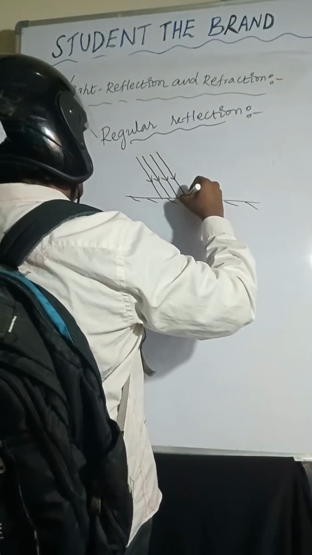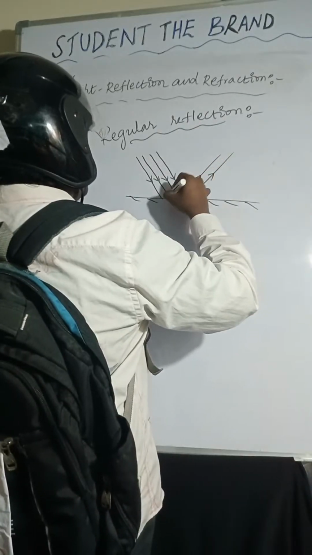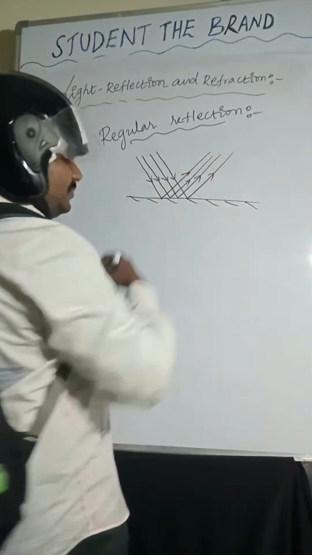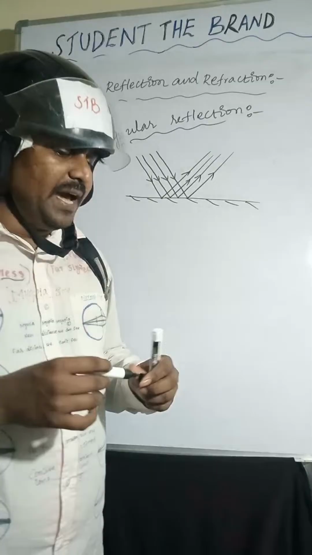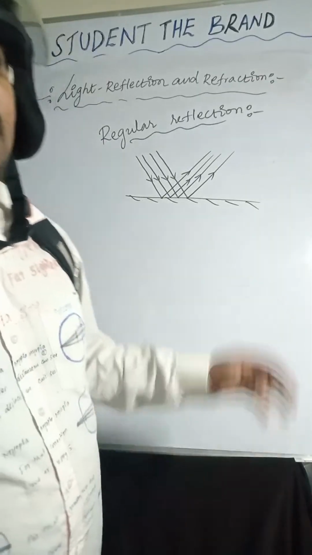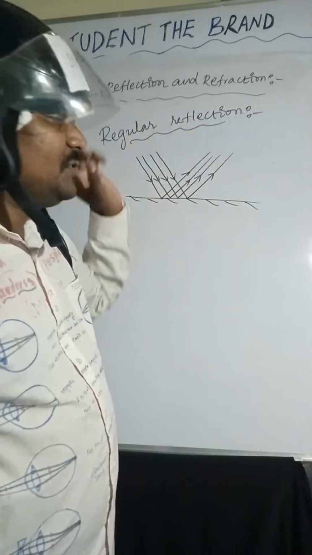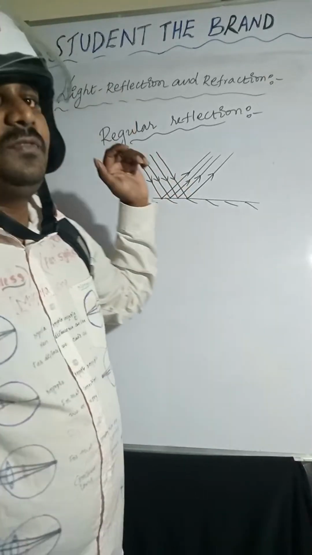So the reflected light rays are also parallel to each other. This type of reflection is called regular reflection. If the incident light rays are parallel to each other, then the reflected light rays are also parallel to each other.